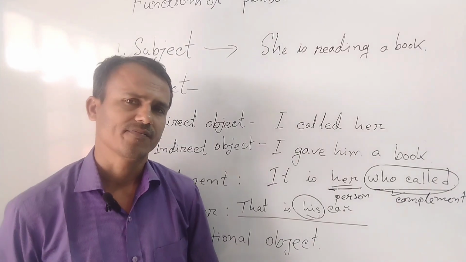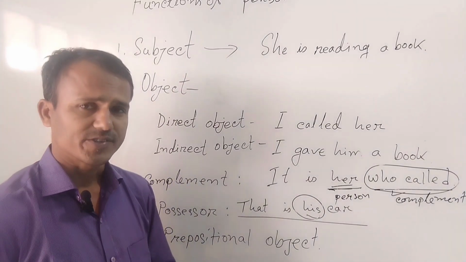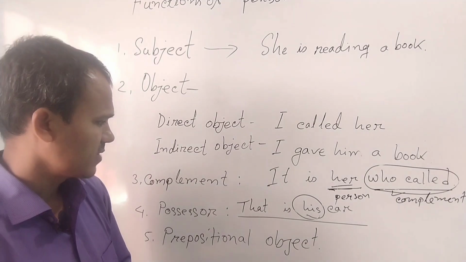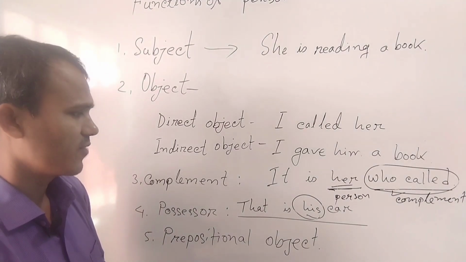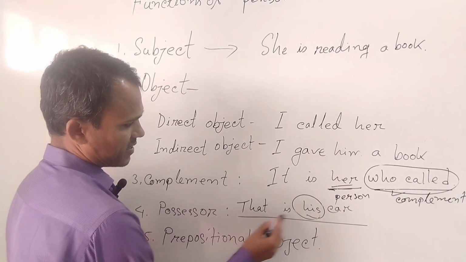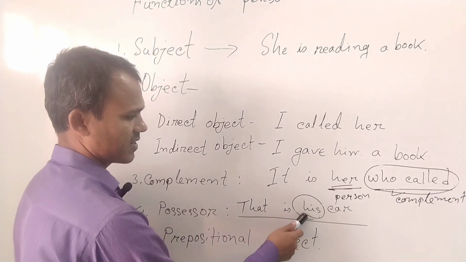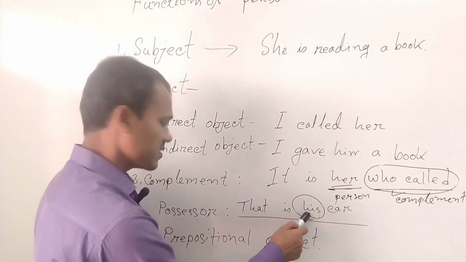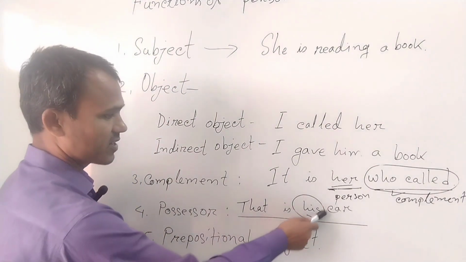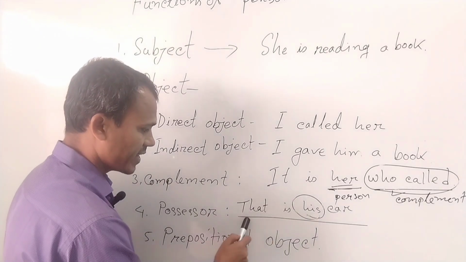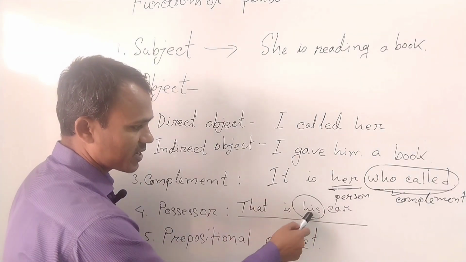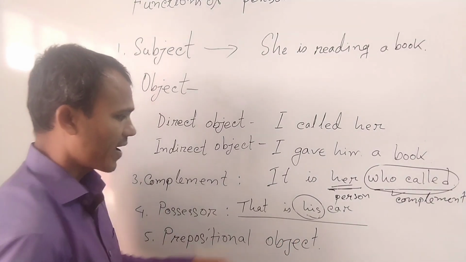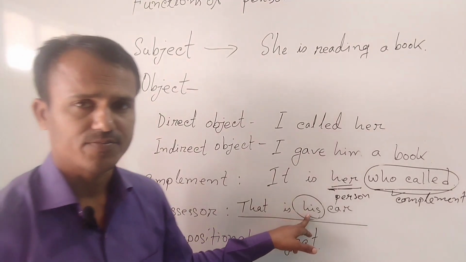The another function of person is possessor. Possessor indicates ownership and relationship. An example gives us a clear idea about possessors. Here, that is his car. Here his indicates ownership. Here his is used as a possessor in the sentence his car, his ownership of the car. So we can call his a possessor, and in the sentence his is used as a person.